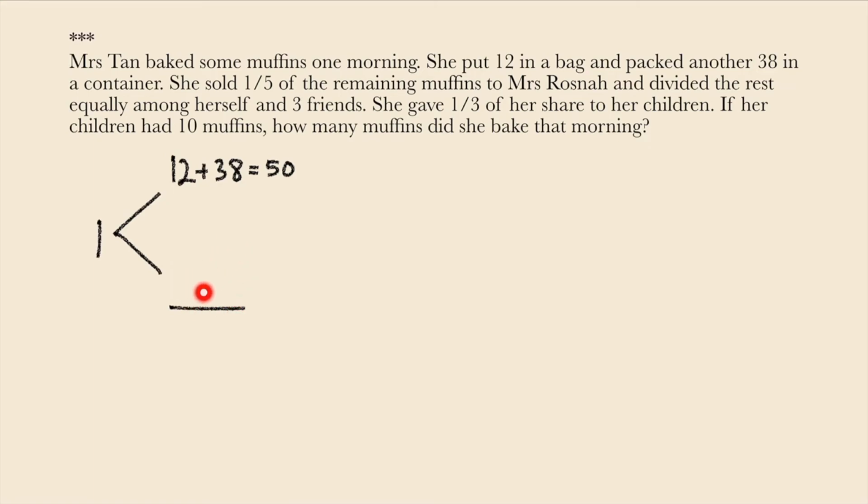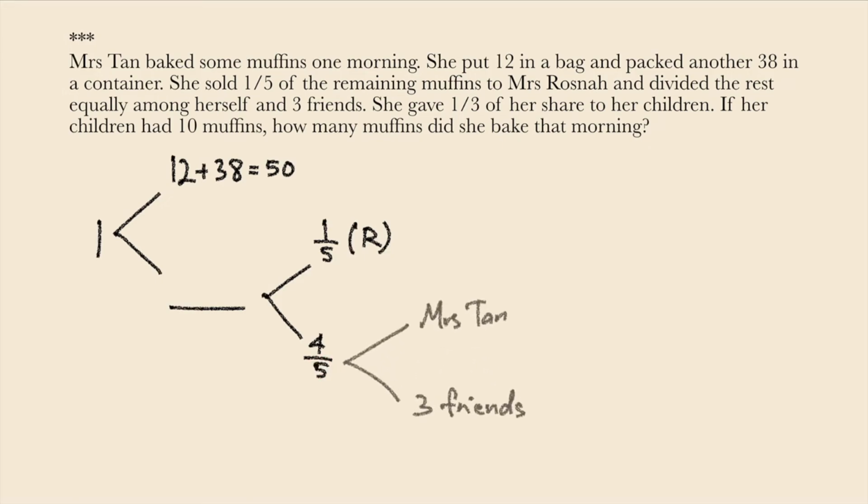Whatever this remainder is, she sold 1/5 to Mrs. Rosner, and the rest was divided equally among herself and 3 friends. How many people are there? 3? No. That's Mrs. Tan and 3 friends. That's 4 people. And it's shared equally. Well, you see these 4 units here? Doesn't that mean it's 1/5, 1/5, 1/5, 1/5? Okay, well, anyway. From this, Mrs. Tan shared 1/3 of her share to her children. Okay, 1/3 of her share.